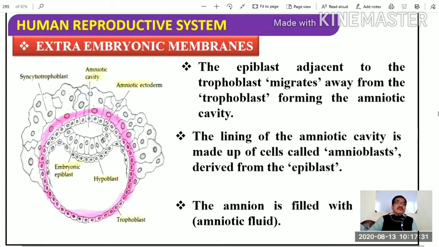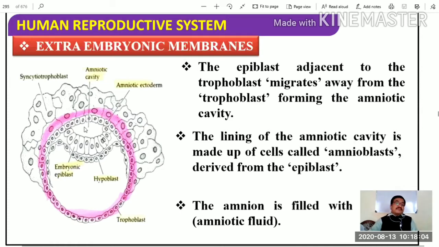Okay, so then there is the embryonic epiblast. Epi means outer side, which is the hypoblast. The epiblast lies next to the hypoblast. The lining of the amniotic cavity is made up of particular cells called the amnioblasts.